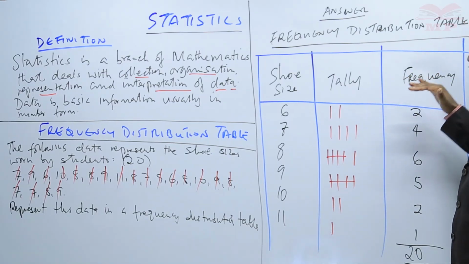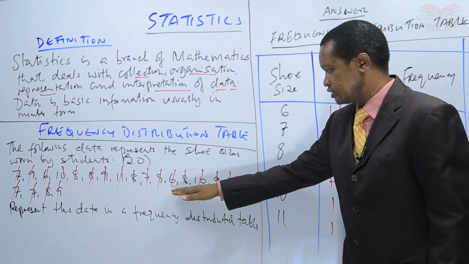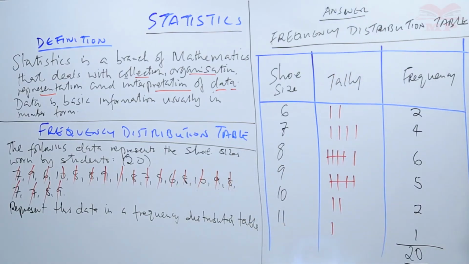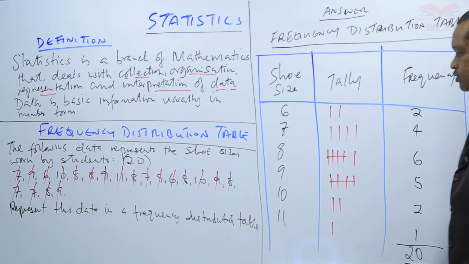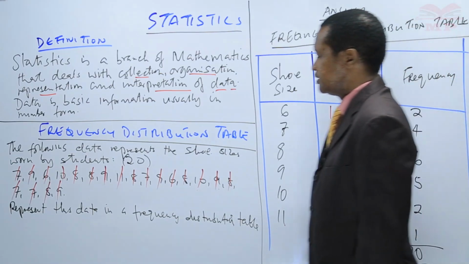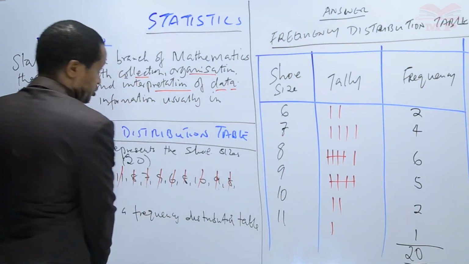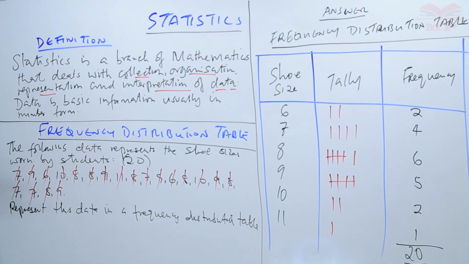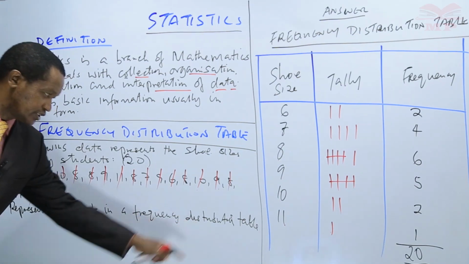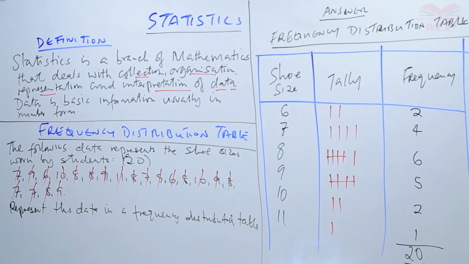You can see this data is not grouped. That is ungrouped data. So learners, that is example number 1. We just said a frequency table can be used to represent data. The question was to represent this data in a frequency distribution table.